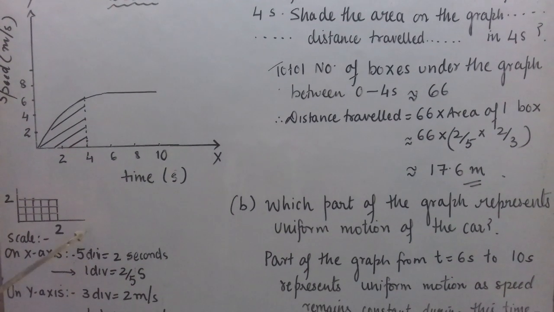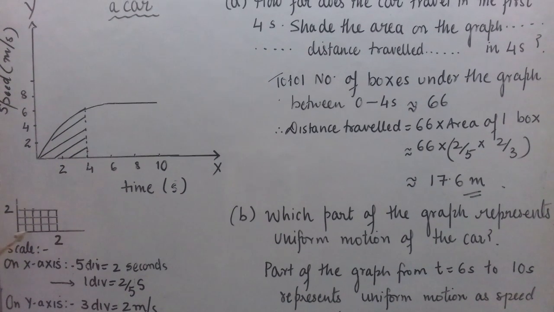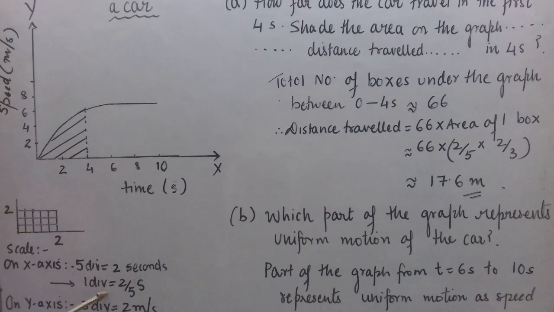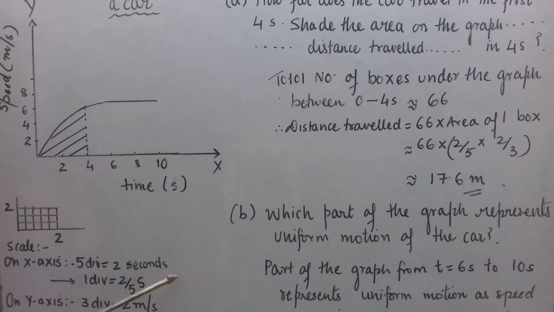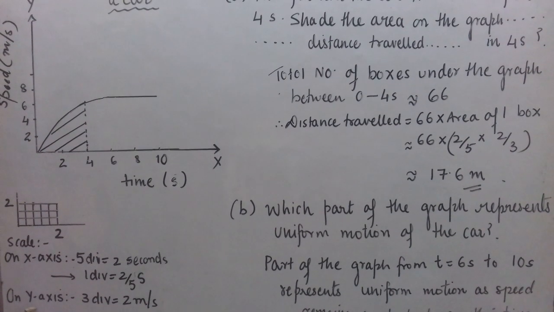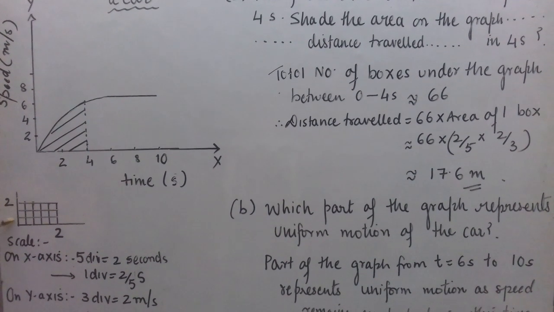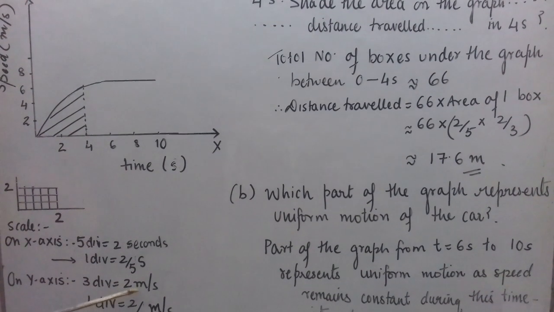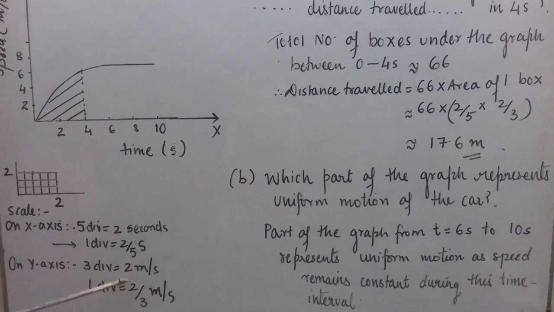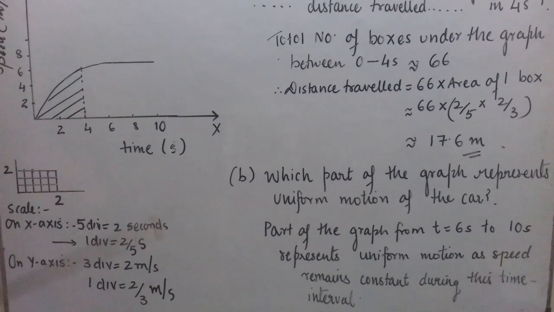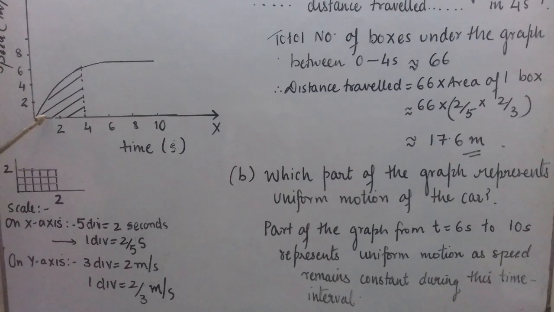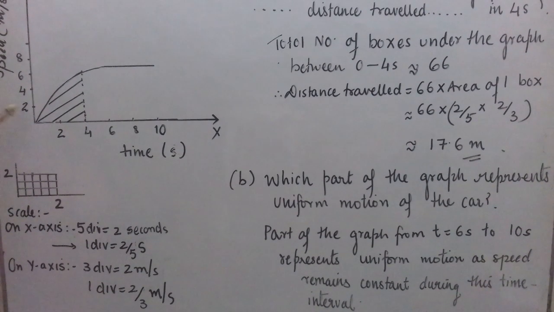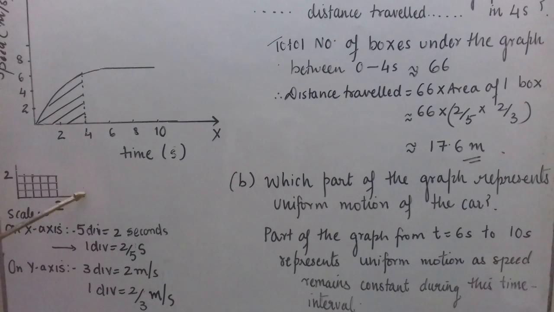Let us try to make it simpler, students. On x-axis, 1, 2, 3, 4, 5. 5 divisions make 2 seconds. So 1 division is 2 by 5 seconds. No need to get the decimal places answer here. Similarly, on y-axis, 1, 2, 3. 3 divisions make 2 meter per second. So value of 1 division is 2 by 3 meters per second. So from the graph, when we have such boxes drawn here, we can also find out the scale and value of 1 division on x-axis and on y-axis. Hope you have understood this. You will come to know soon why we have done this work.